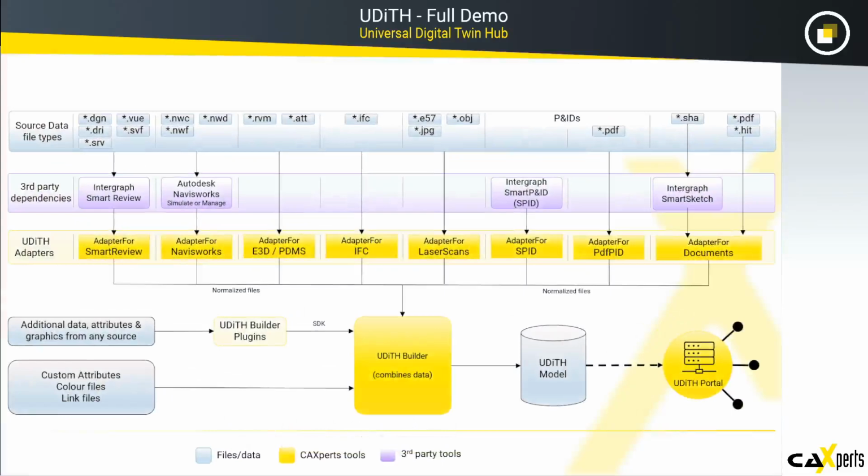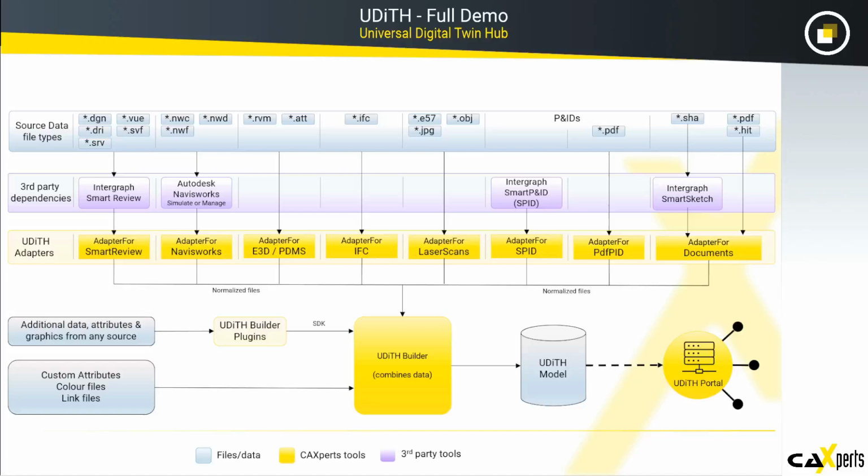So how would this look like? The various adapters have various functions, and as you can see, some of them require third-party software. For example, the adapter for Smart Review will require Smart Review in some cases. The adapter for Navisworks will require Autodesk Navisworks Simulator Manage. The Smart PNID adapter will require Smart PNID and so on. But all in all, it generates three different types of normalized files: UPVC for 3D, UPVD for documents, and UPVP for PNIDs.